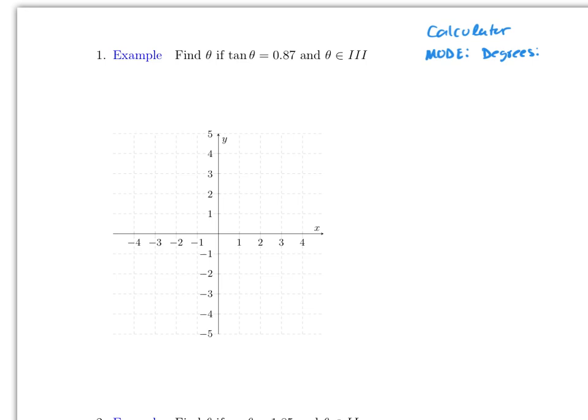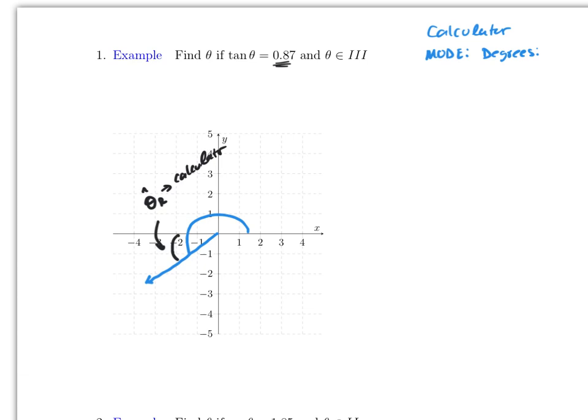Now here, they're telling you the tangent theta is 0.87 and theta is in the third quadrant. So the angle that you're trying to find has to be here. And when we use the calculator, it is going to give you the reference angle, which is going to be this part. So this is what you're going to get. So theta hat r, that's what you're going to get from the calculator, because 0.87 is not a precise number.